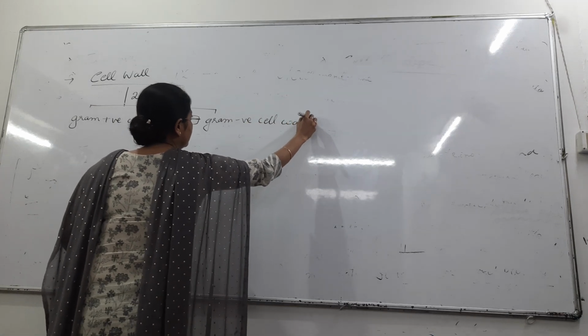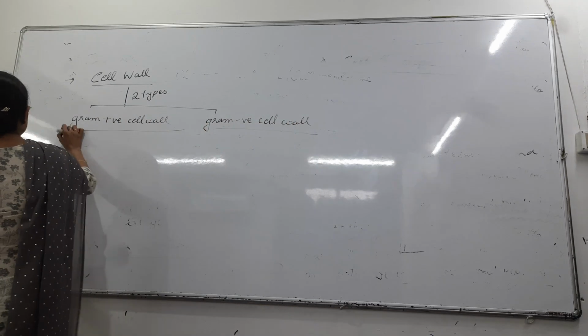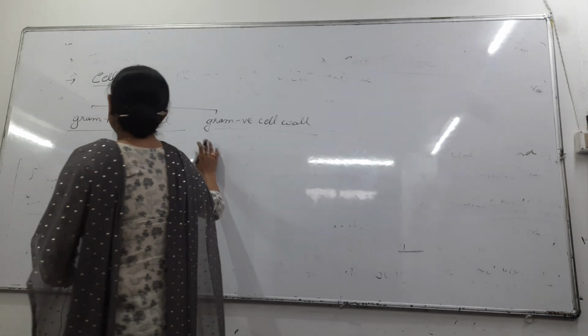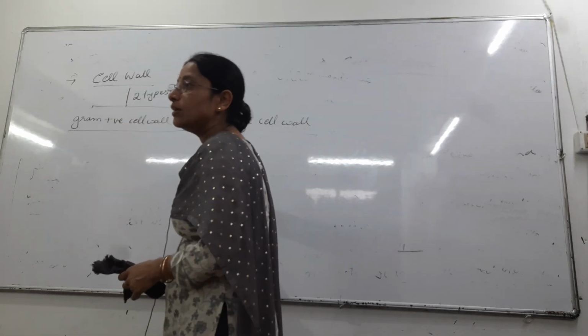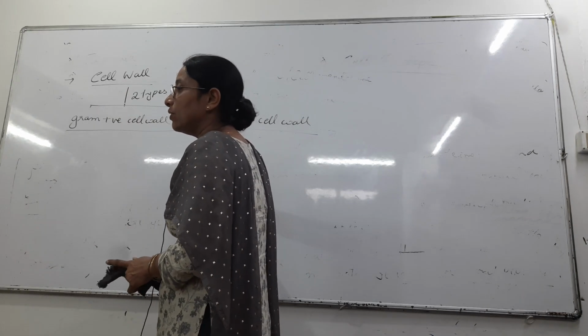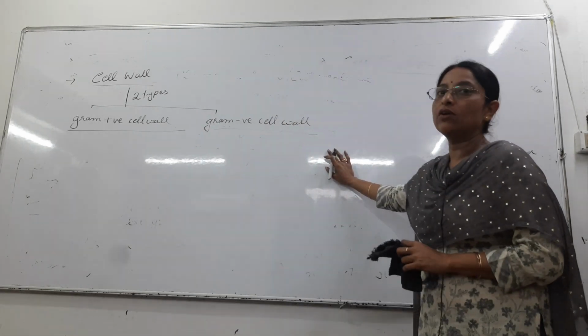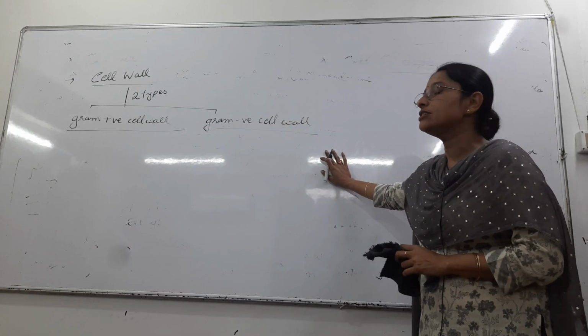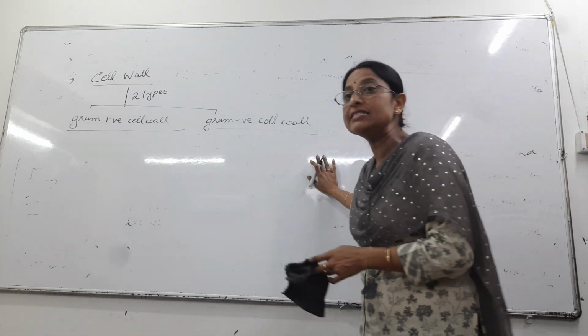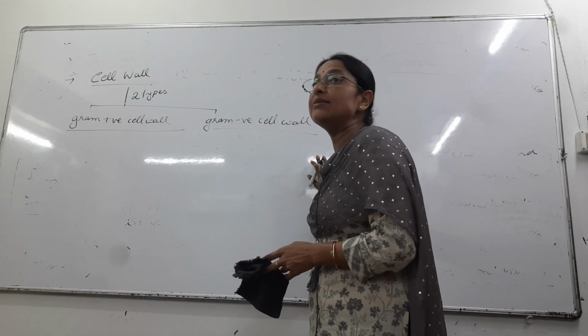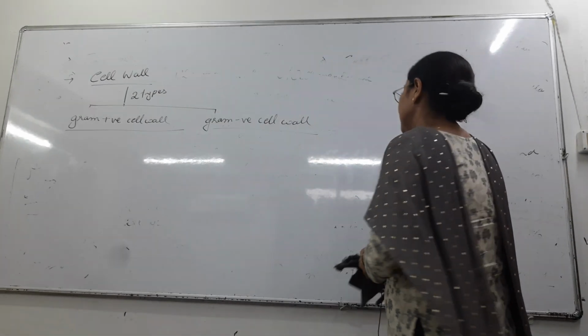So when we talk about bacteria, we see two types of cell wall structure: one is called gram positive cell wall, and one is called gram negative cell wall. So the cell wall of gram positive bacteria and the cell wall of gram negative bacteria. Gram positive or gram negative, what is the difference? It is based on the staining process, right?